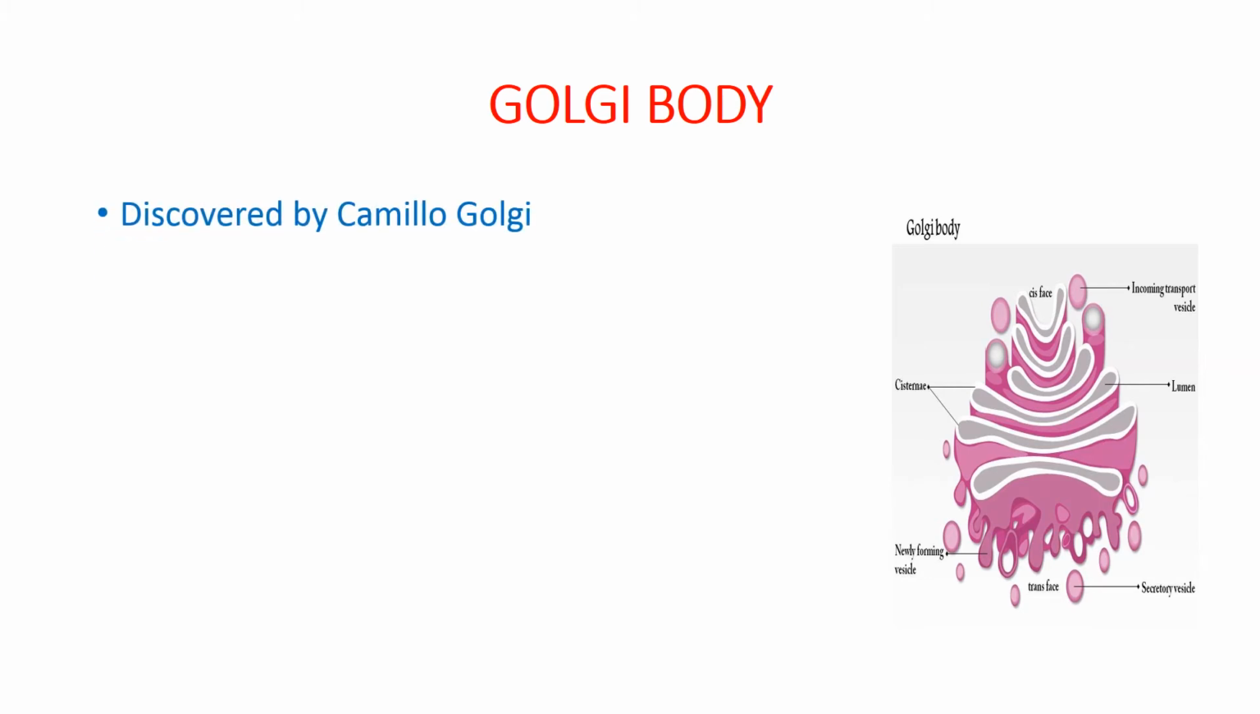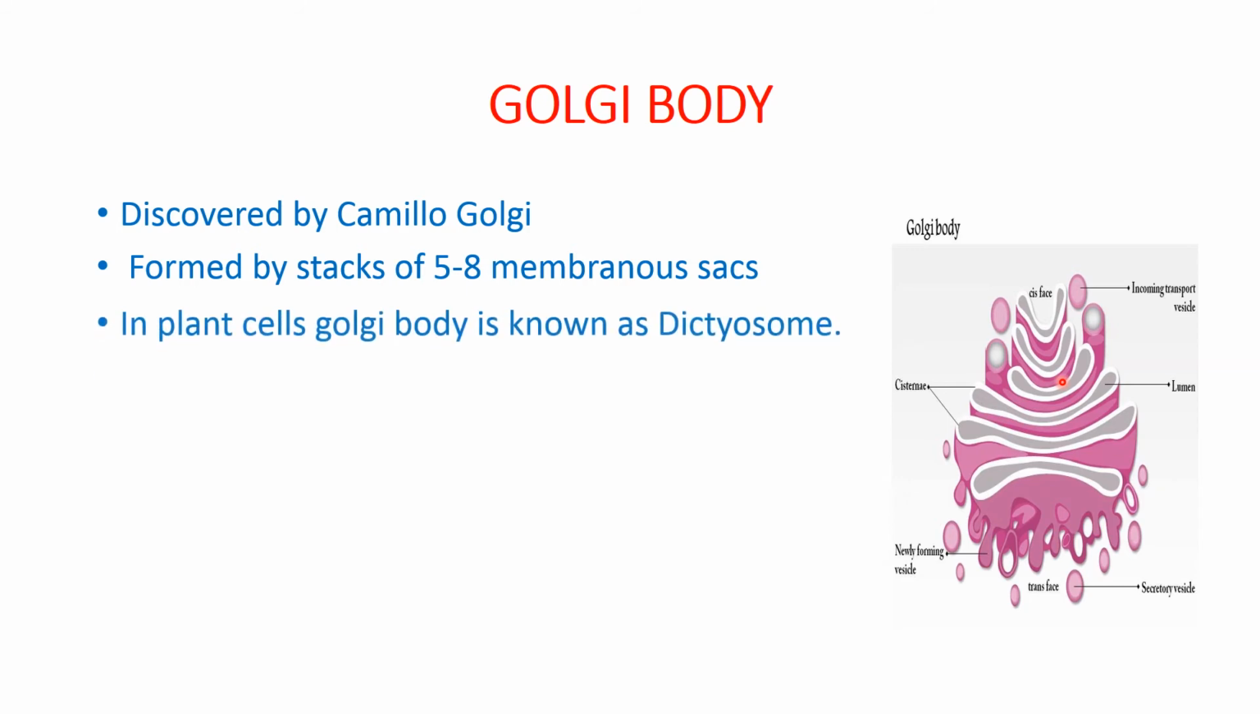Got its name from the discoverer Camillo Golgi. This is the structure of the Golgi body. The face that is facing the nucleus is called cis face, and the opposite face is known as trans face of the Golgi body, formed by stacks of 5 to 8 membranous sacs. In plant cells, Golgi body is not that well developed and it is known as dictyosome.